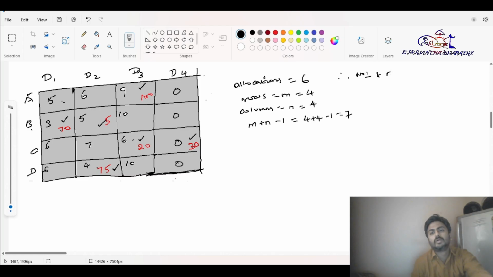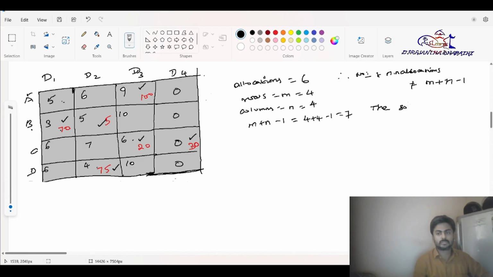The number of non-negative allocations is not equal to m plus n minus 1. If they are equal, it means the solution is feasible. Otherwise the solution is not feasible. Okay, so now you have to write a conclusion. The initial solution is not feasible.